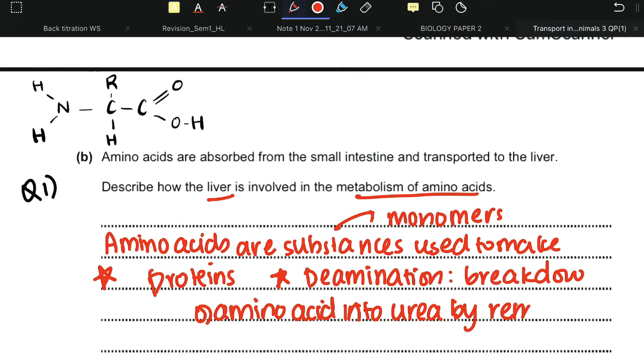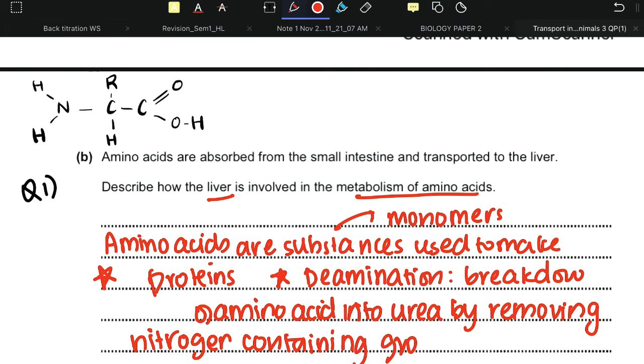By removing the nitrogen containing group of the amino acid. This is also called your amine group. If I had to explain what amine was, which is not really necessary for IGCSE, it's just to aid your explanation and your understanding.